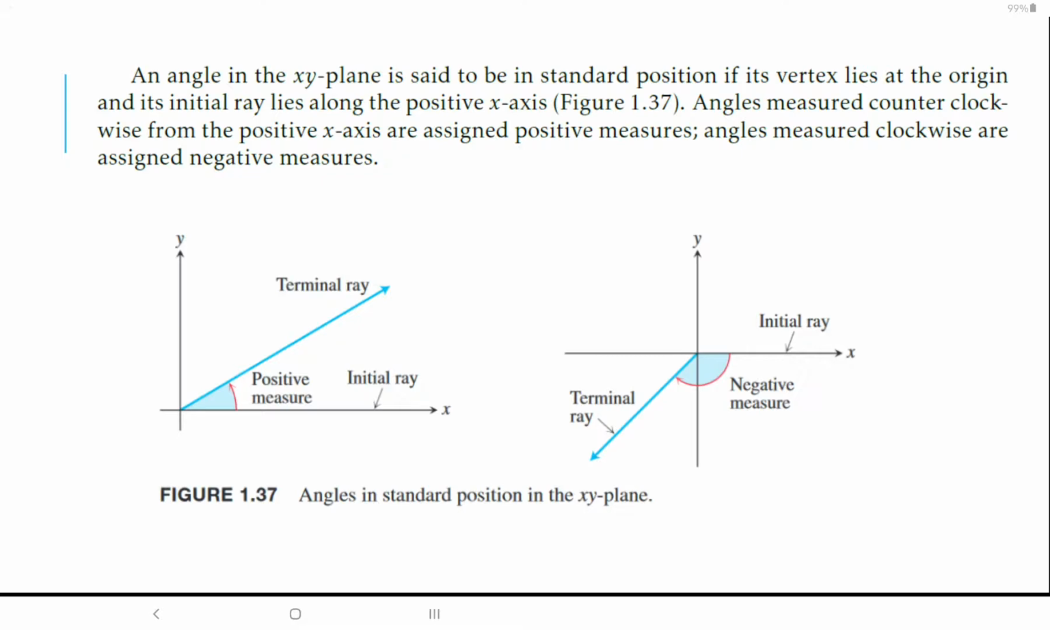Okay? So, we have here a definition. An angle in the xy plane is said to be in standard position if yung vertex niya ay naglalay sa origin. The vertex is the point where the two rays connect. Okay? And then the angles are measured counterclockwise from the positive x-axis. So this will be positive pag mineasure siya counterclockwise, and then the angles are considered to be negative pag mineasure natin siya clockwise. Okay?